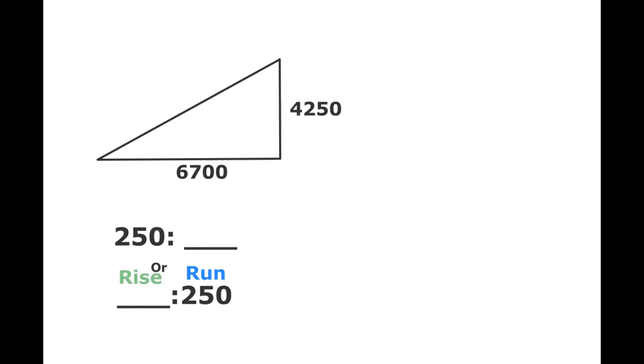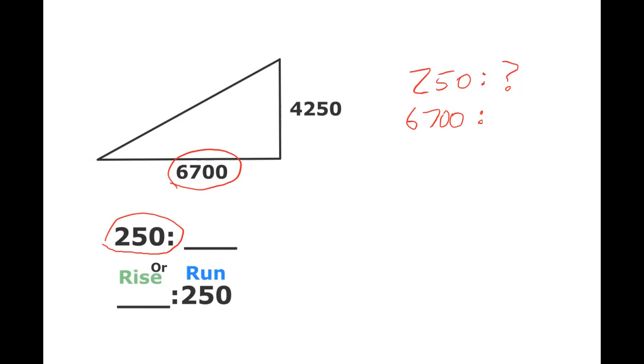So if I've got 250 and I turn it into a ratio, I don't know what the other side of this ratio is. The little line is a blank. It's a question mark. I don't know what that is, but I do know, because I already mentioned it, that the 250 is always the longest side. So that means I can just put down below the 250, 6,700. And if that's the other side, that means that's the run. The rise is 42.50.